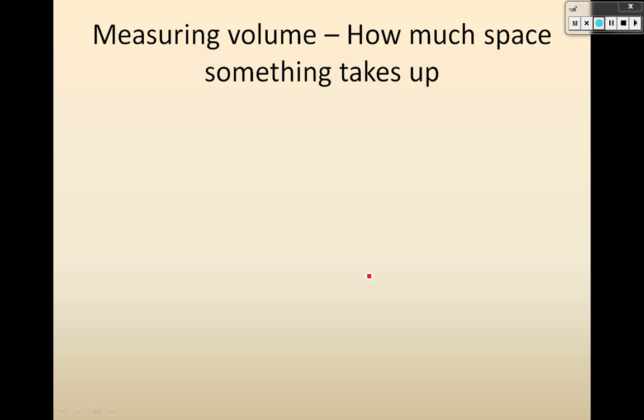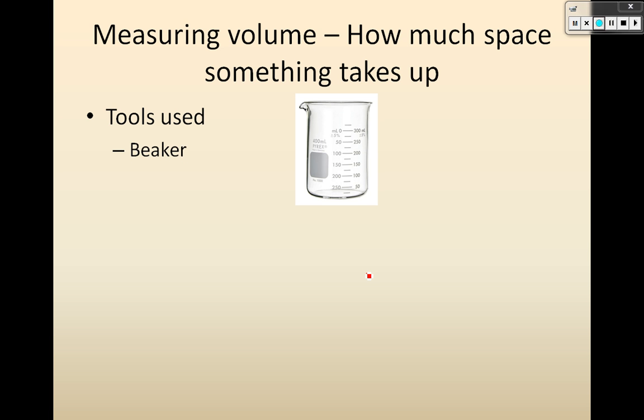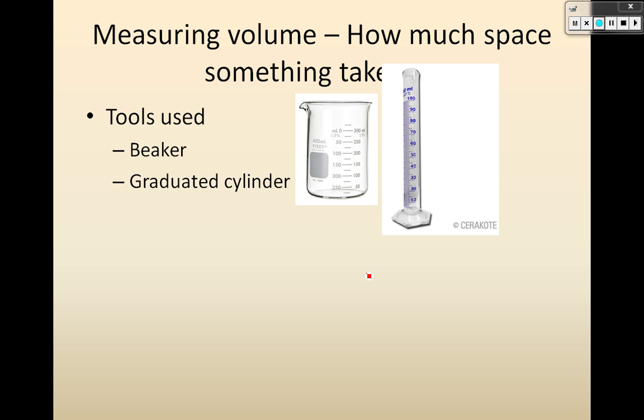So then we have measuring volume. Volume is how much space something takes up. So the tools used to measure volume are a beaker, so that's the one that looks like a cup. A graduated cylinder, that's the one nobody knew what it was called. And a flask, that's the one that kind of looks like a beaker but is narrower at the top. And you can use any of these.